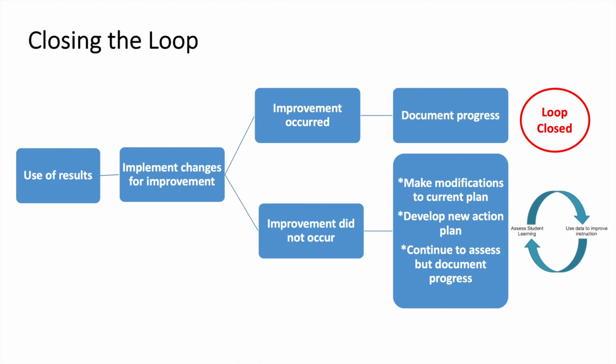Let's take a close look at the process of closing the loop. Based on the assessment results, changes for improvement will be implemented. If the improvement occurred, then the program should document the progress. Then the assessment loop can be regarded as closed. However, if improvement did not happen, the program should make modifications to the current plan or develop a new action plan, or continue to assess but document the progress. Then a new cycle of assessment might evolve.